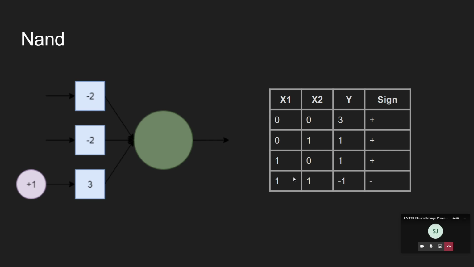So if we set our weights to be -2 and -2 and 3, that'll give us this kind of truth table here of answers. And once we have that in place, we're good to go. Like you can see, this is a correct neural network. This will every single time act like a NAND function. Does everyone understand that idea?